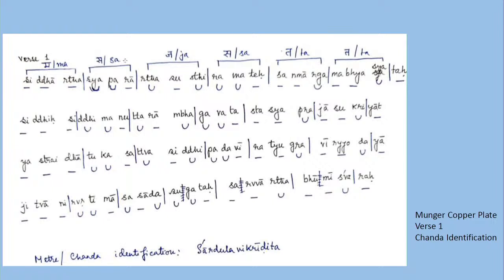Then this is followed by Sa Gana, then this is followed by Ja Gana, then again Sa, then again Ta Gana, then again Ta, and last is Ga. So, the sequence of ganas is Ma, Sa, Ja, Sa, Ta, Ta, and the last single letter is always considered as Guru. So, Ma, Sa, Ja, Sa, Ta, Ta, Ga, Guru. So, this is again the Lakshana of the Shardula Vikrita Chanda.